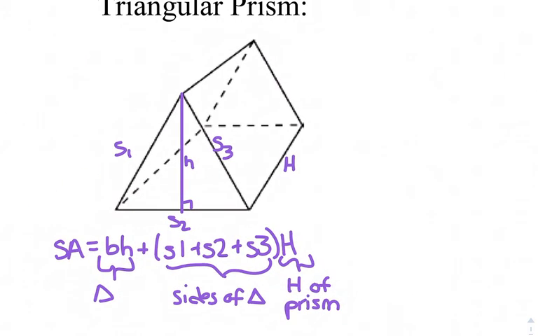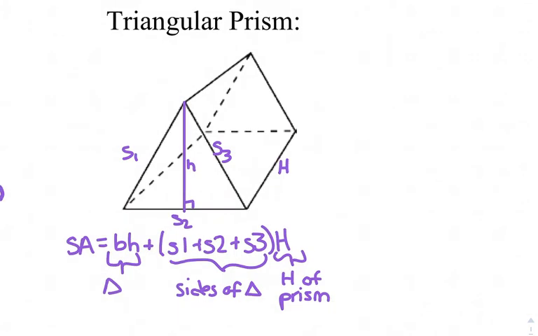Now, what if we have a triangular prism? A triangular prism is just a prism with triangles as the bases. So there's 2 triangles and then 3 rectangles. So the surface area to do that is the base times the height. The base part is this of the triangle. So base and height of the triangle.